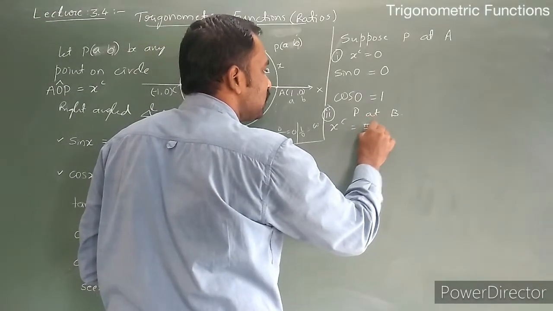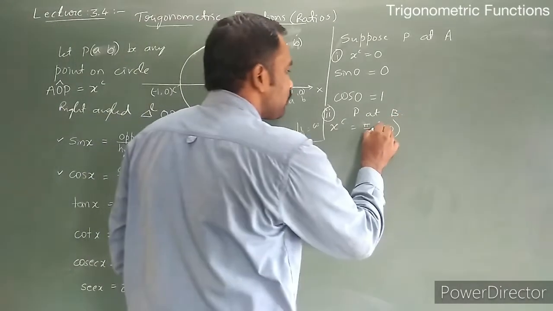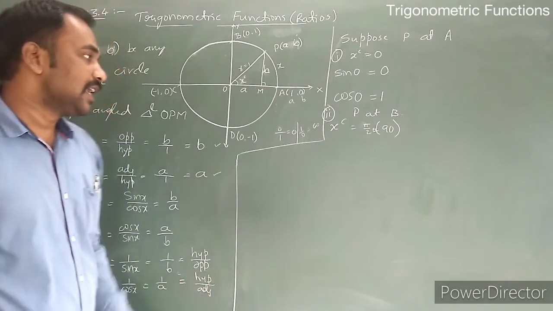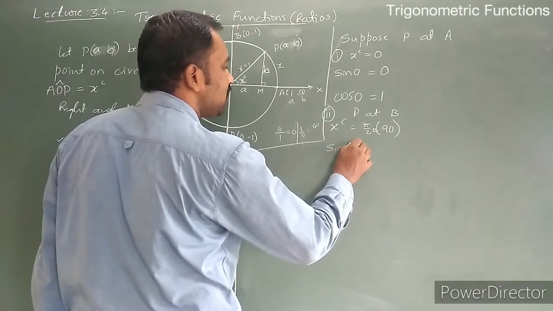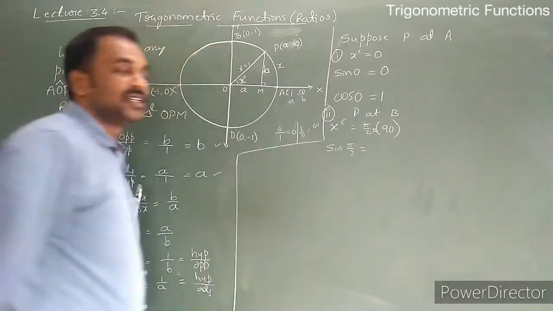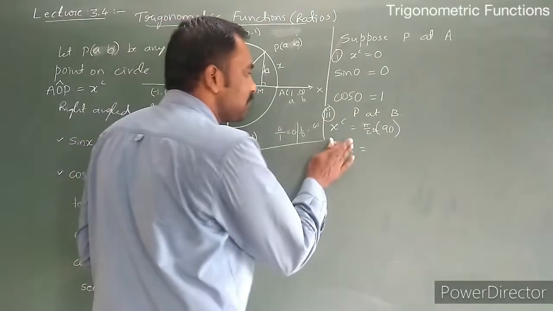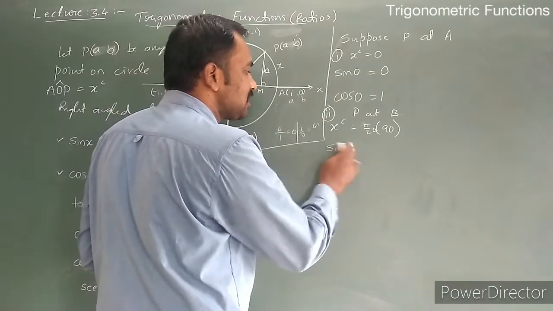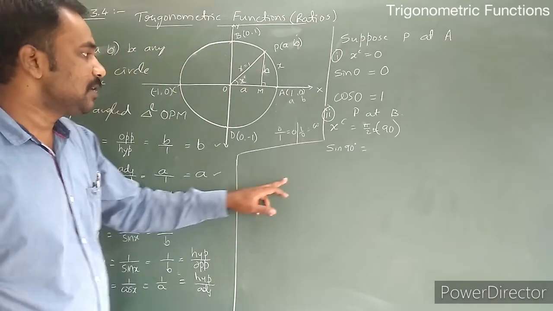Here I am just talking about the radian region, so pi by 2 or 90. In that case, what is the sine of 90? Sine of pi by 2, sine of 90 degree or sine of pi by 2, whatever, radian or degree. If it is 90 degrees, I just add the degree measure. Sine of 90 degree, what is the sine of 90 degree?